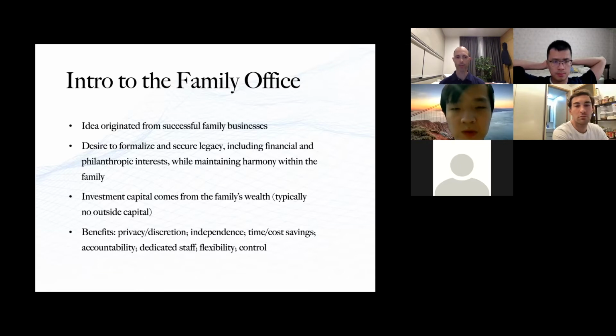Obviously, you are able to maintain your privacy and discretion much more, you have much greater control over what happens with your money and with your reputation because you're not outsourcing some of these services. You have the independence of not being dependent upon somebody else, a third-party service provider. You have time and cost savings because you have a dedicated staff that is directly accountable to you, that you can pick up the phone and call at any time to find out what is the latest on our investment portfolio.